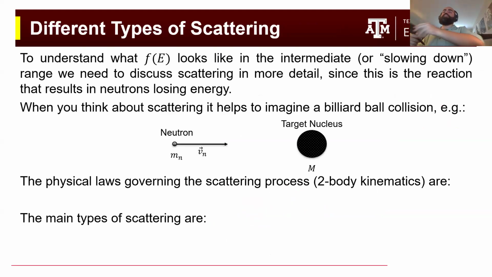To think about what that distribution looks like in the intermediate range, or in the slowing down range, we need to talk about the dominant way that neutrons lose energy, which is through scattering. And when we think about scattering, I think about simple, physics one billiard ball collisions, and it actually is a pretty helpful model to understand what's going on. In any scattering process, like the neutron colliding with this nucleus, what kind of physical laws, like conservation laws, do you think that the scattering process has to obey? The physical laws that would govern a two-body kinematics problem.